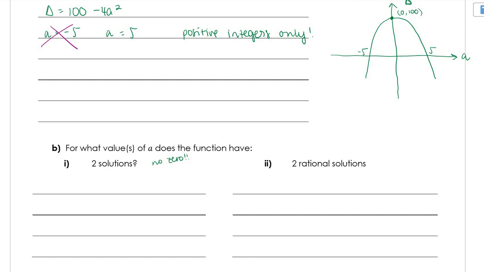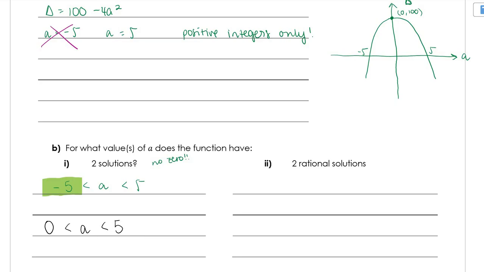From our graph, we can see that we are above the x-axis between -5 and 5, right? So currently, I know that a can be less than -5 and bigger than 5, but we have to discount this left-hand side, and that's due to the positive integers only. So the actual answer for this one would be for a less than 5 but greater than 0. Okay, that's why we've got two solutions for this one.